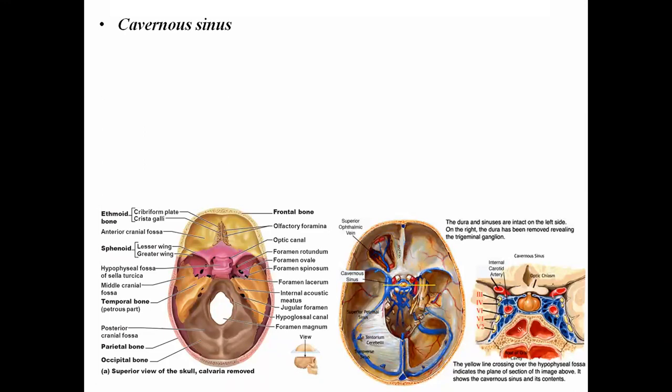So this section is actually taken at this level. This yellow mark can be seen. That is a section, and it looks like this. So let's talk about cavernous sinus. Now each cavernous sinus is a large venous space. So it is a large venous space which is having a lot of small septae within it.